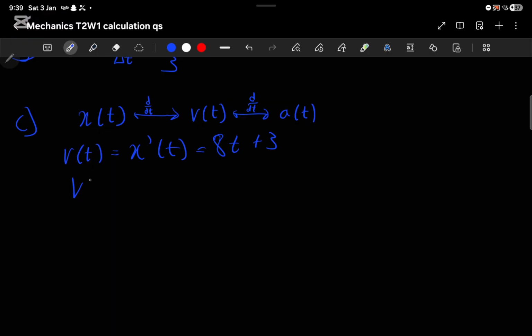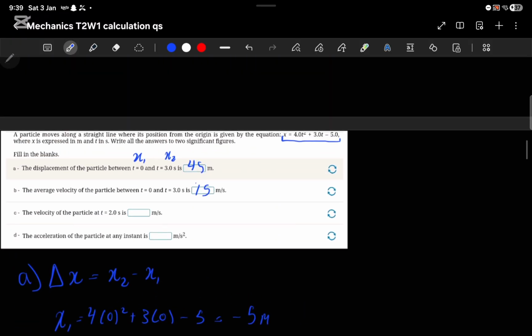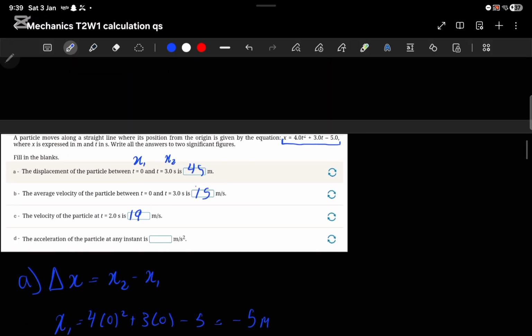Now we're going to substitute t equals 2. So this is just going to be 8 times 2 plus 3. 8 times 2 is 16, plus 3, 19. 19 meters per second. Okay, D.